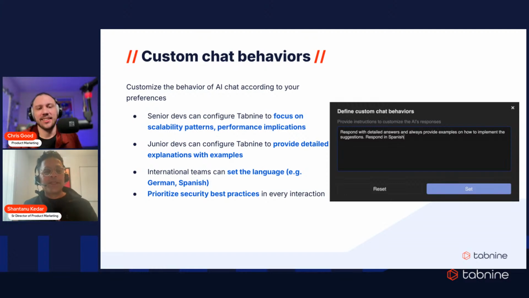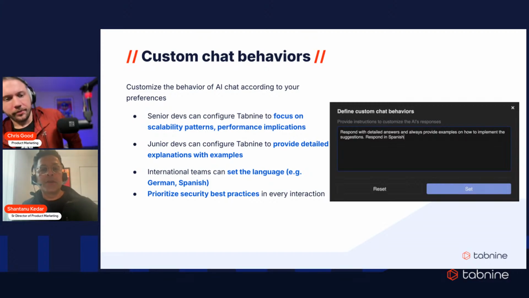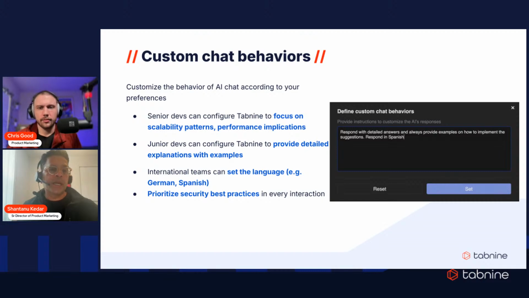The second capability that we have is custom chat behavior. This is a brand new capability that was released very recently, and this feature enables developers to customize the behavior of AI chat according to their preferences. So think of it as having a configurable AI partner that automatically adjusts its expertise and communication style to match your needs. There are many use cases for this particular feature, and here are some common ones that we have seen so far.